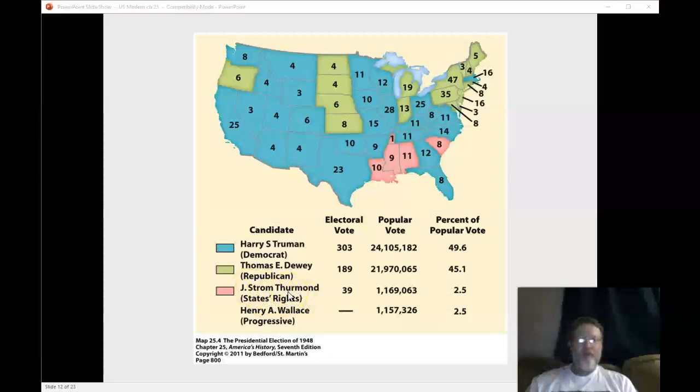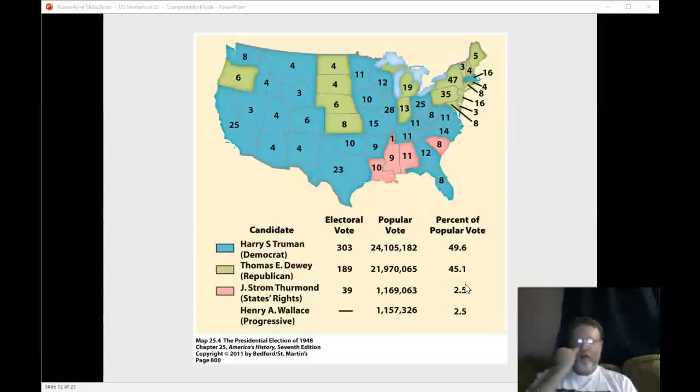So Strom Thurmond actually probably drew votes away from Thomas Dewey, I would guess. I haven't ever studied this election, but I would guess. If you look at the numbers, though, that might not have made a difference. Even adding Dewey's numbers with Thurmond's, that's still only 47%. So to say Strom Thurmond cost Dewey the election, probably not.